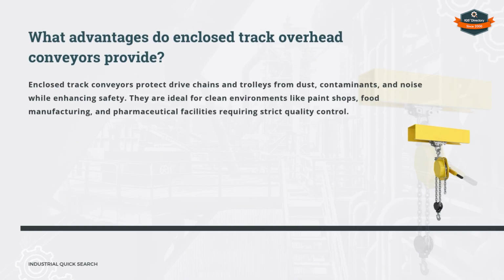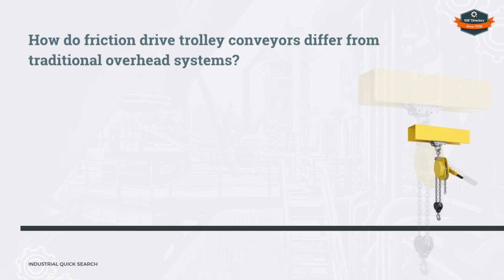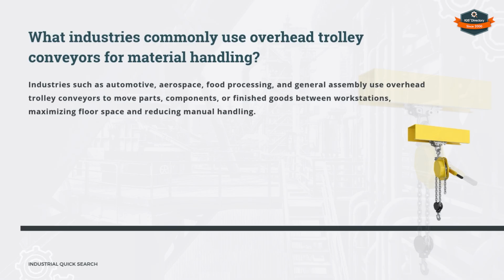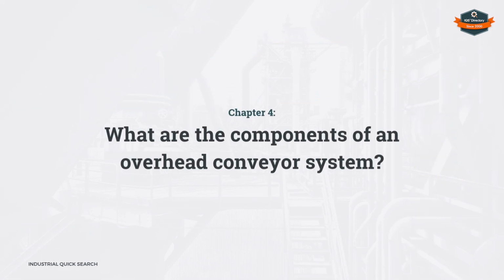What advantages do enclosed track overhead conveyors provide? How do friction drive trolley conveyors differ from traditional overhead systems? What industries commonly use overhead trolley conveyors for material handling? Chapter 4. What are the components of an overhead conveyor system?